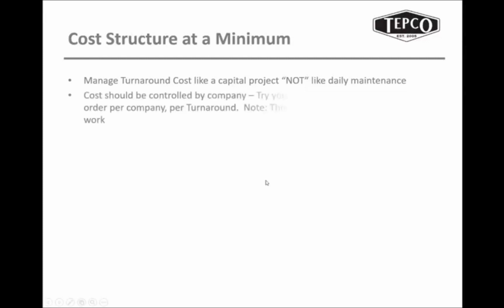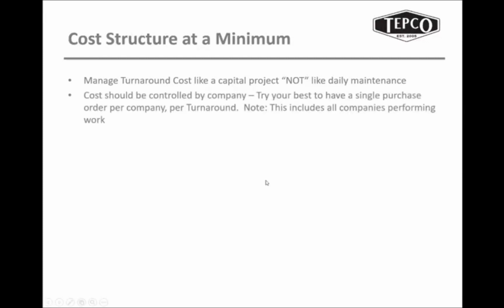On the next section, I'm going to talk about a cost structure at a minimum, but I want to do a little bit of a recap here on some things that I've hit on. The first one is manage turnaround costs like a capital project, not like daily maintenance. So it makes it a lot easier to gather cost, to control cost, to forecast cost, and report accurate cost if it's set up like a capital project, not by work order.